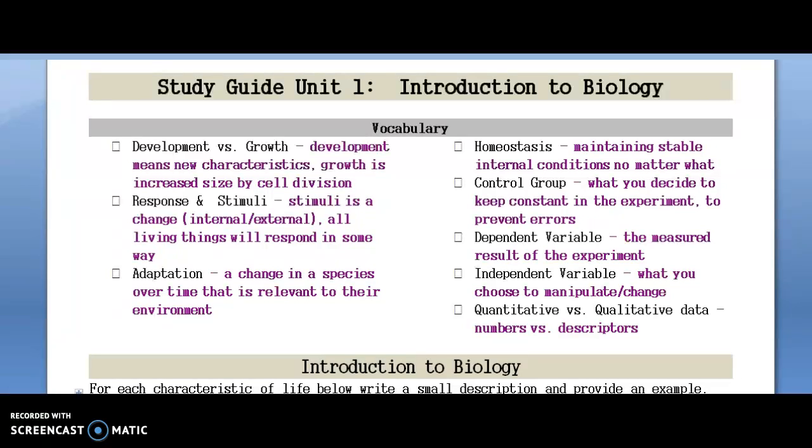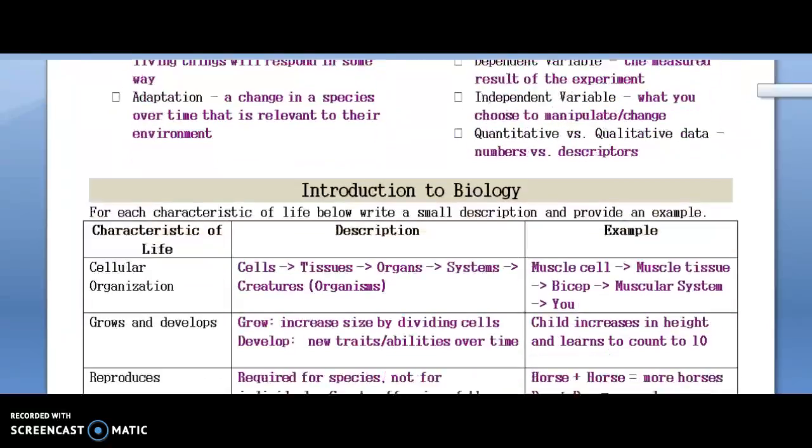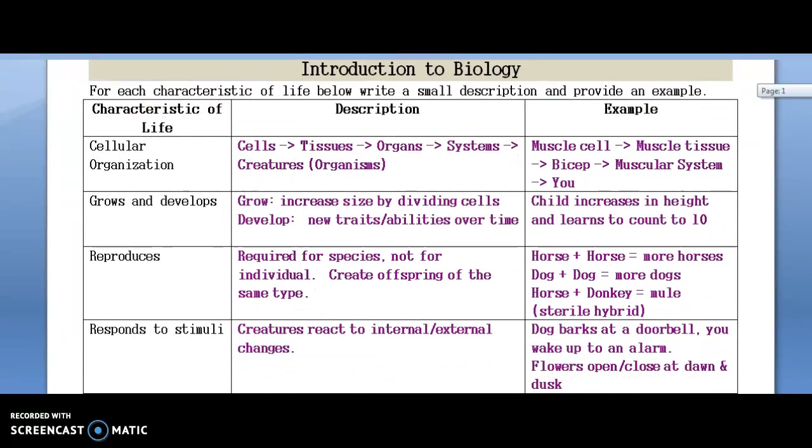Here's your vocab. I'm not going to spend a ton of time here because we'll review it later, but if you'd like to pause and read, you sure can. Let's move on then and start talking about the characteristics of life. The first one is cellular organization.